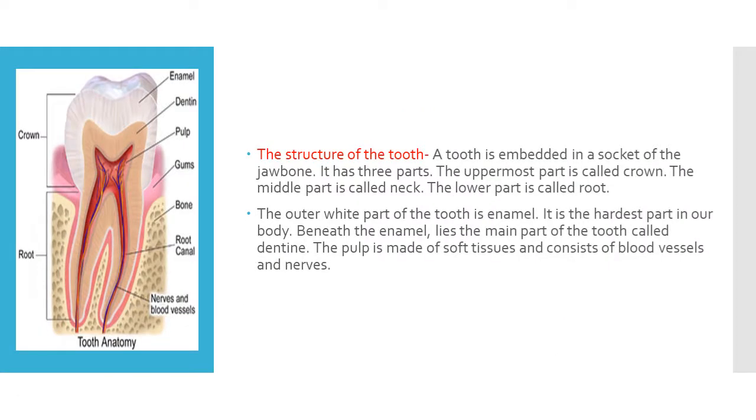Here is the structure of the tooth. A tooth is embedded in a socket of the jawbone. It has 3 parts. The uppermost part is called crown. The middle part is called neck. And the lower part is called root. The outer white part of the tooth is enamel. It is the hardest part in our body. Beneath the enamel lies the main part of the tooth called dentine. The pulp is made of soft tissue and consists of blood vessels and nerves.